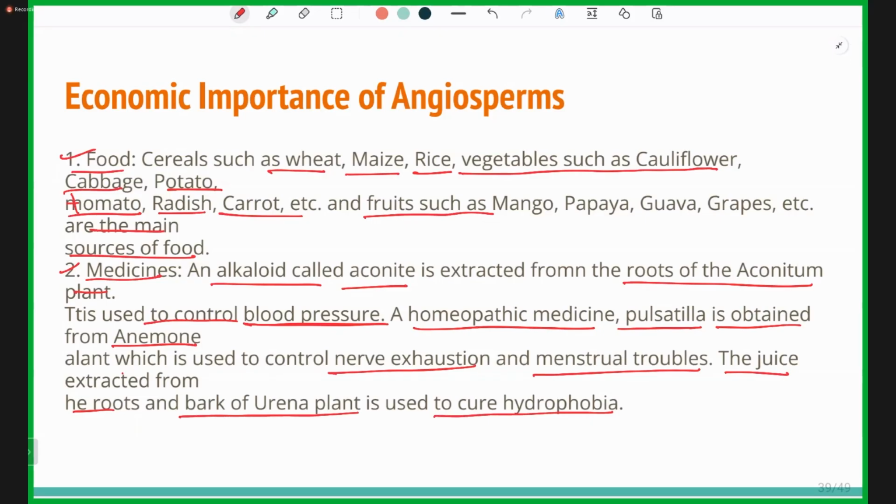Many things are obtained from these plants, which will help in various ways. One can help in the blood pressure, even in a homeopathic medicine from the anemone plant, which will help to control the nerve exhaustion and menstrual bleeding. And the juices which are obtained from the bark of the Purina plant will help to cure hydrophobia.